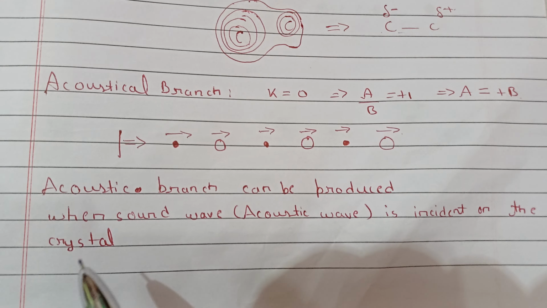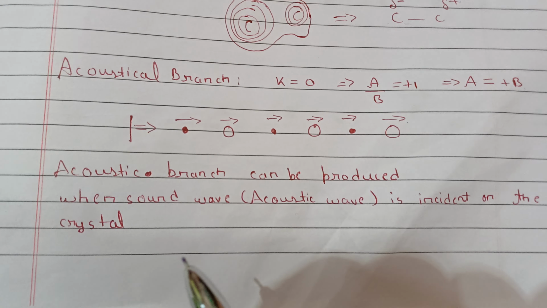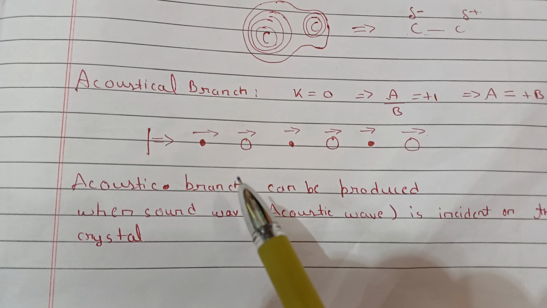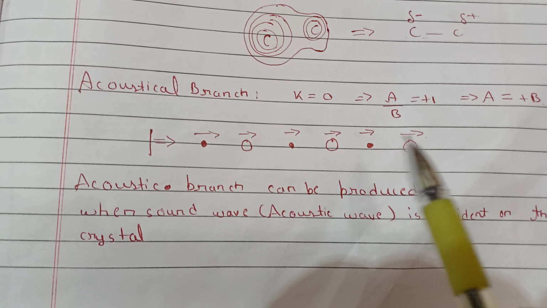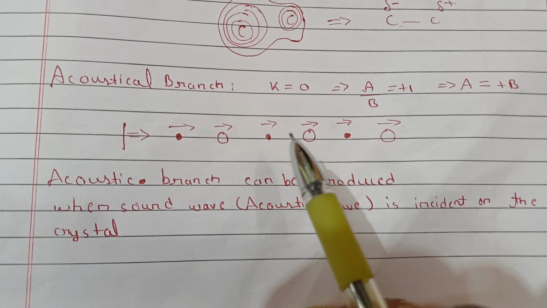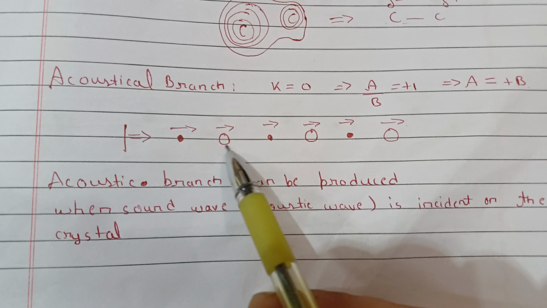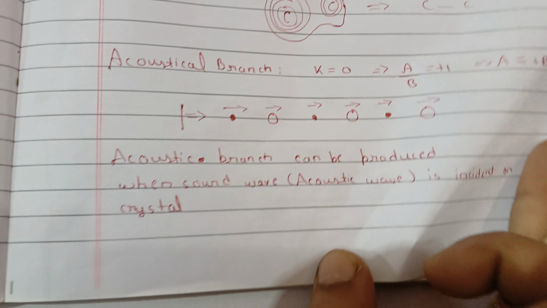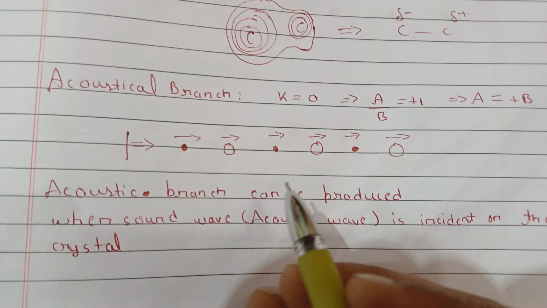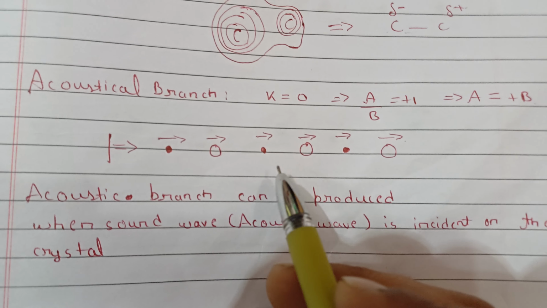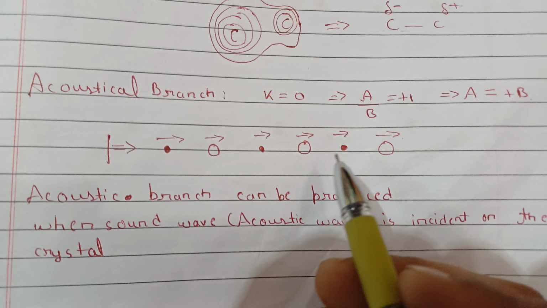The acoustical branch can be produced when a sound wave, an acoustic wave, is incident on the crystal. This type of vibration will be produced inside a crystal only when the sound wave type or acoustical wave is applied. Then we will have the rarefaction and compression inside the crystal, and all will be moving in the same direction, either in this direction or in this direction. I already told you, if they are moving in this direction, then the wave will cause compression, and if they are moving in this direction, then they will feel the rarefaction.